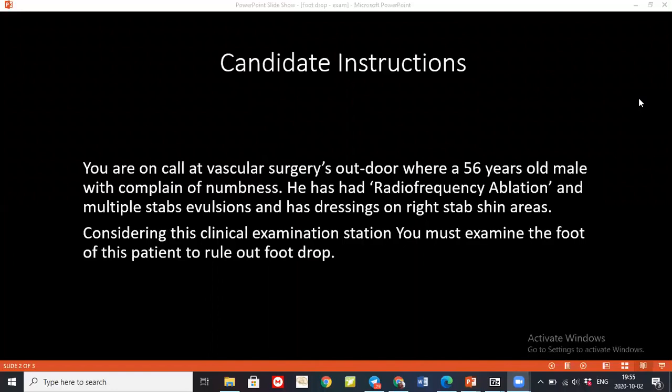I will check the coordination of the leg as well. So I will ask the patient, if you could please move your right heel along your left leg to your ankle, and then do the same with the other heel, and move it down towards the ankle.